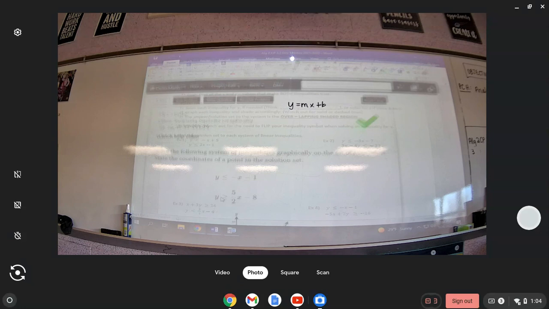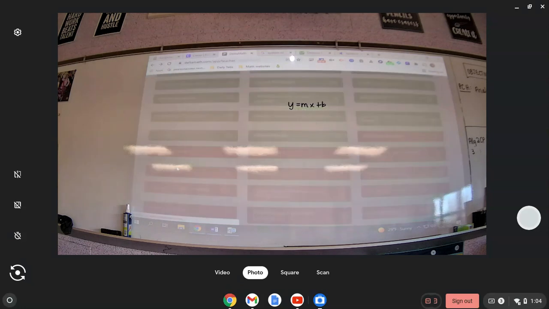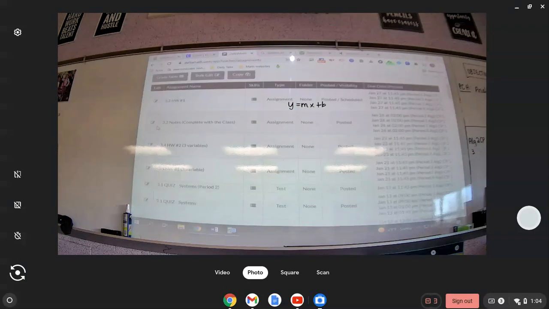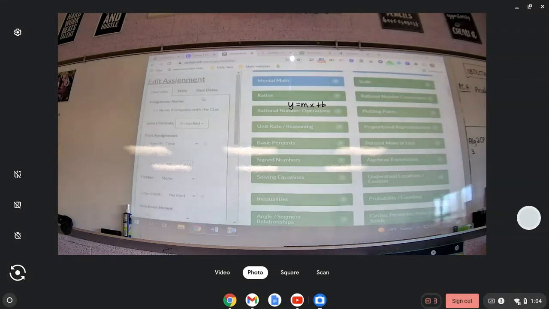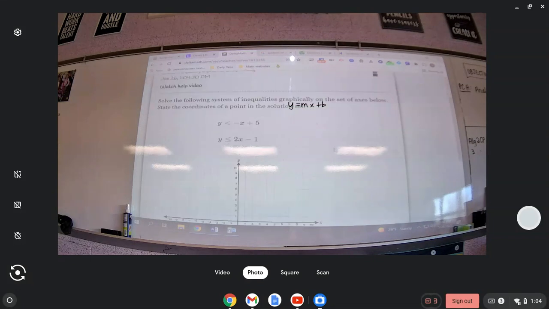So on Delta Math, oh, hold on. Give me 2 seconds. Okay. I needed to clear them. All right, here's the first problem. So I lined them up. Same 2 inequalities. Let's graph them.